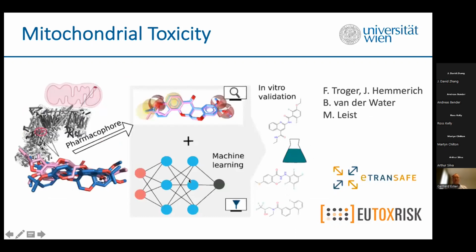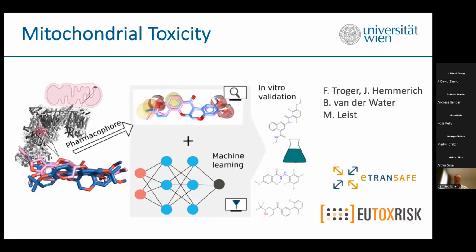In parallel, we built a random forest classification machine learning model using this mitochondrial toxicity dataset, toxic and non-toxic. We merged the hit list from the pharmacophore modeling with predictions from the machine learning model, and combined it into a consensus list of compounds we bought. With our collaboration partners, Bob van der Water and Marcel Leist, a small set of compounds were tested, and I guess 3 out of 10 or 15 were active.